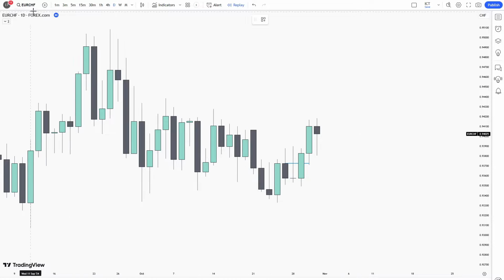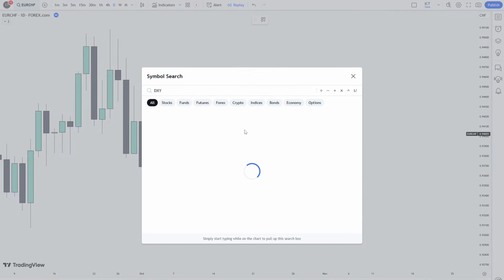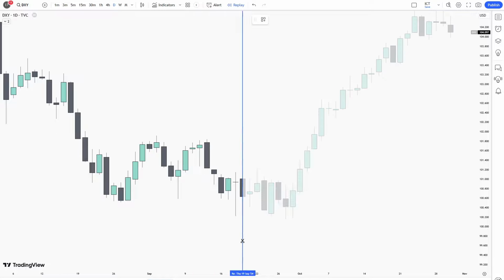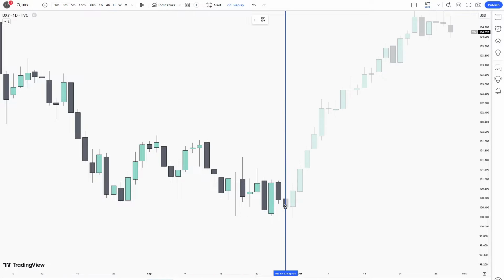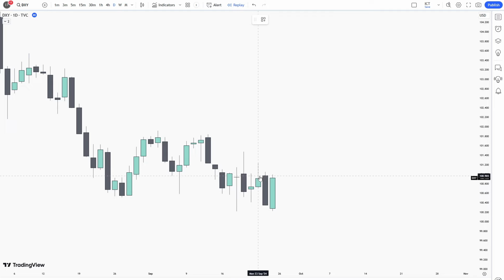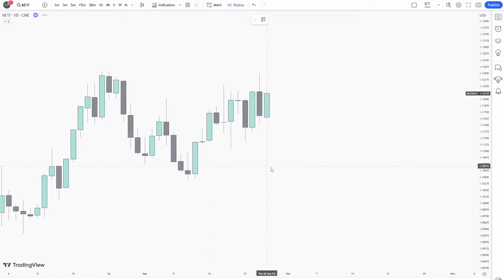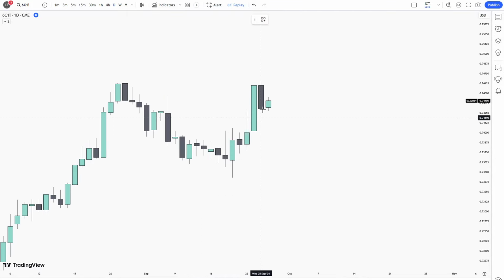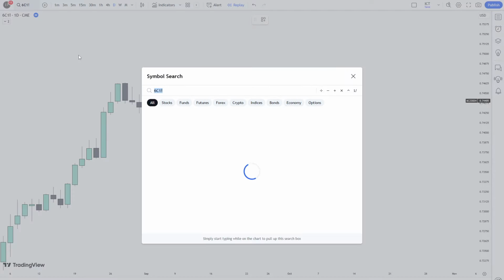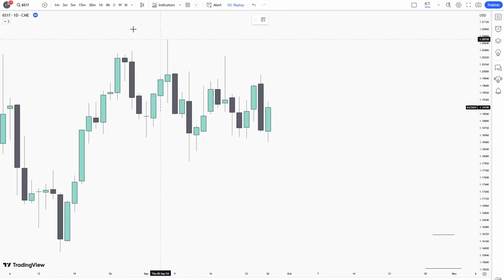So we will go to the dollar index chart, and we will look for the period in which the dollar is consolidating. So moving to this period, the dollar was consolidating between the range high and the range low. So we will go to the CAD futures. The CAD futures are trending to the upside. Now we will look for the CHF. The CHF is consolidating.